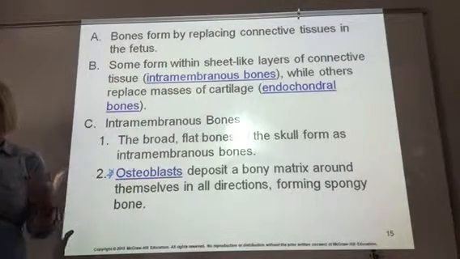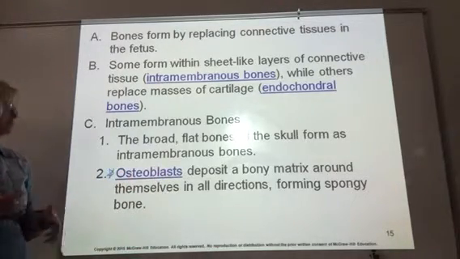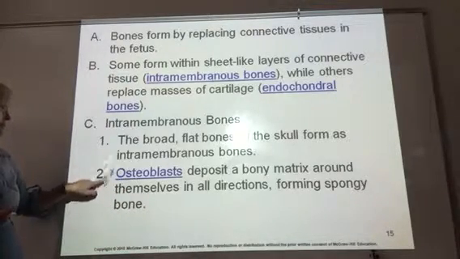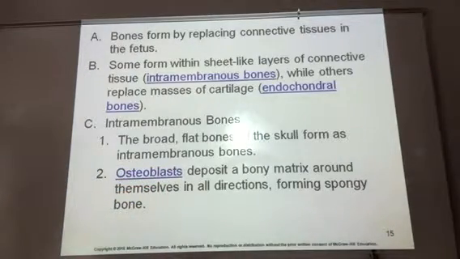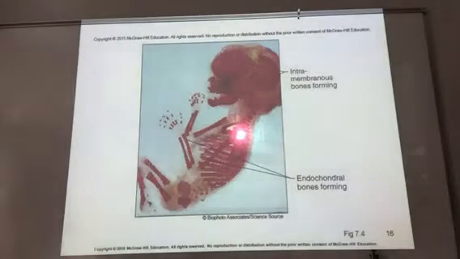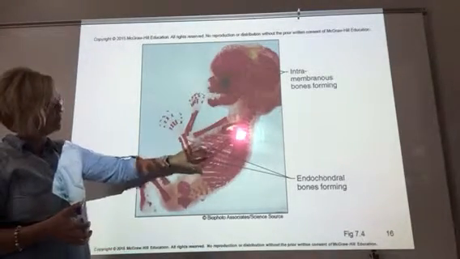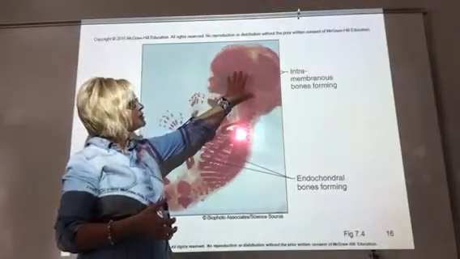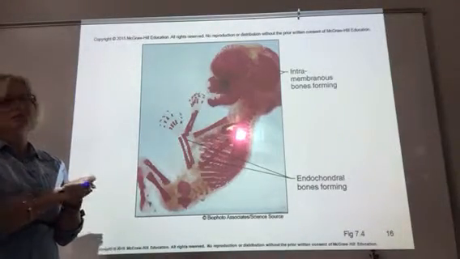Osteoblast builds bone. So osteoblasts are going to deposit bony matrix in all directions, forming spongy bone. So the osteoblasts are responsible for forming bone. Blast means build, osteo means bone. So what happens then, in your longer bones, you're typically going to have endochondral bone development, and inside your skull you're going to have intramembranous, where it lays down in layers.